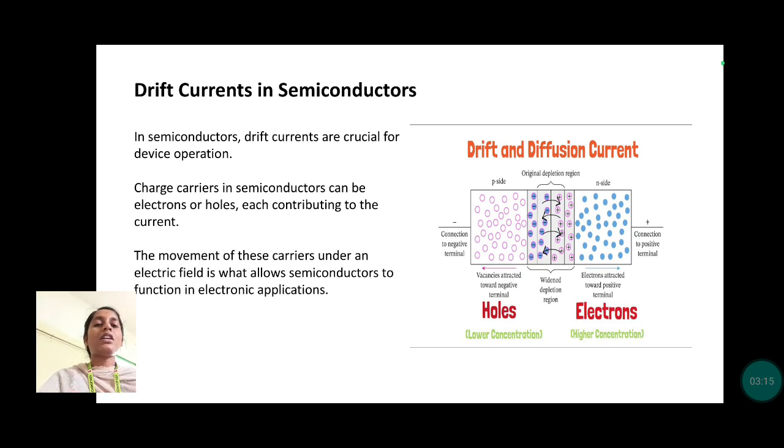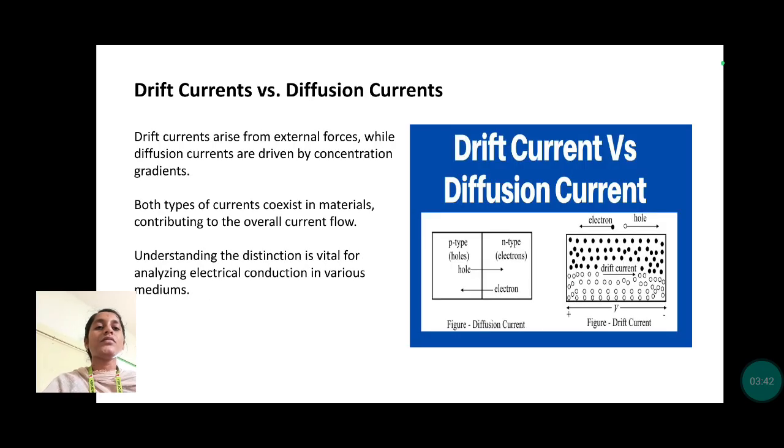Coming to the next one, drift currents in semiconductors. In semiconductors, drift currents are crucial for device operations. Charge carriers in semiconductors can be electrons or holes, each contributing to the current. The movement of these carriers under an electric field is what allows semiconductors to function in electronic applications.